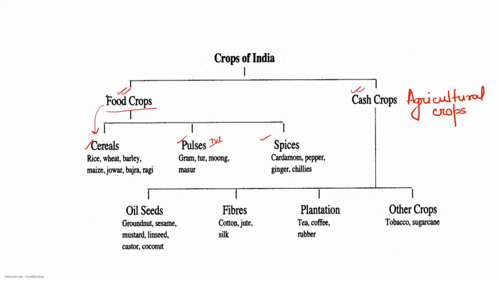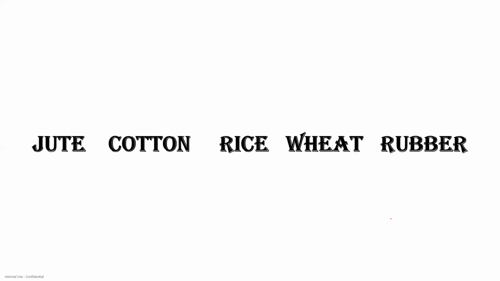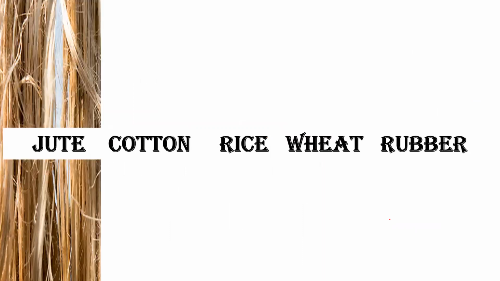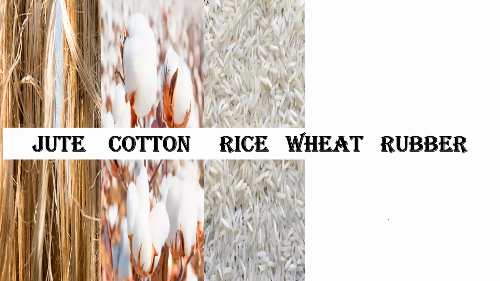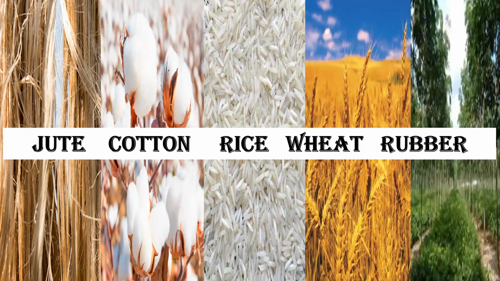Now see, cash crops are divided generally under these subheads: oil seeds, like groundnut, mustard, coconut, castor. From these seeds, oil is extracted. Fibers like cotton, jute, silk, we make fabrics out of this. Plantation crops cover tea, coffee, rubber, all this. So the topic of today's discussion is rubber. Tobacco, sugarcane, all these fall under a class called other crops. Okay. Now see, let's bring to you some very common cash crops. This is jute, then we have cotton, rice, wheat, and today's rubber.